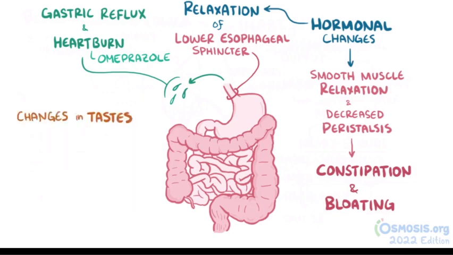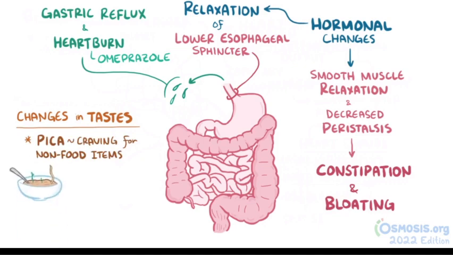Taste can change too. Some women start disliking certain foods while craving other ones. A classic example is called pica, where there's a craving for non-food items like ice, dirt, or starch. The exact cause of this is unclear.